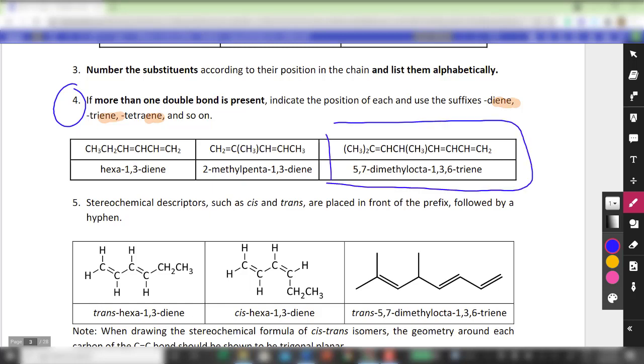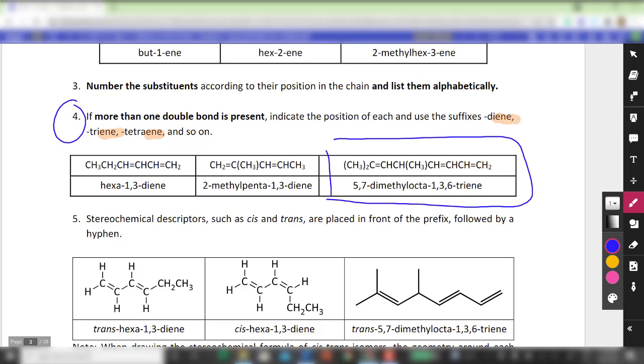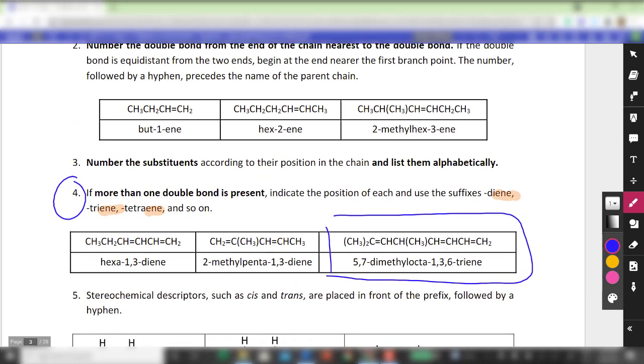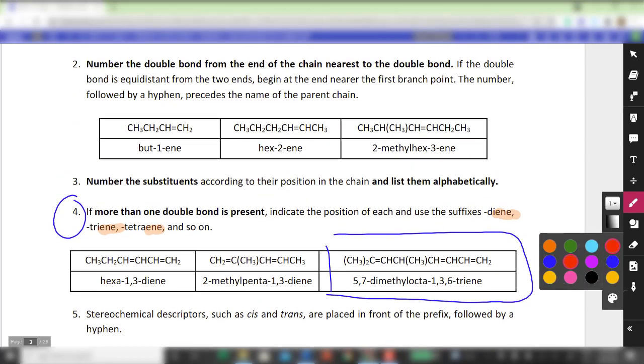Maybe just to name this one: why is it called 5,7-dimethylocta-1,3,7-triene? Basically, maybe I should just draw it out somewhere so that it's easier for us to understand what exactly is going on. I'm going to draw it out using the skeletal formula, like this, with one up here, and then down, up, and then down, up.